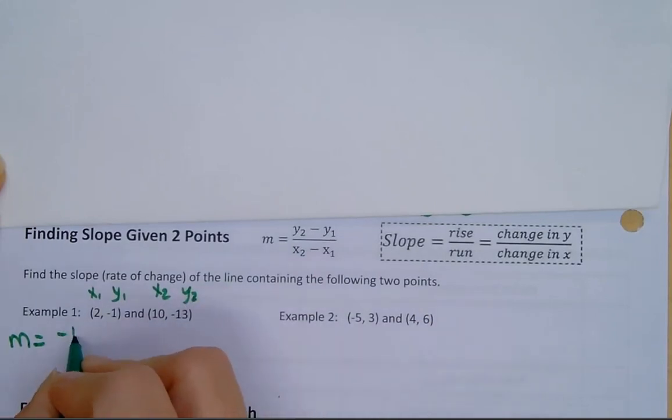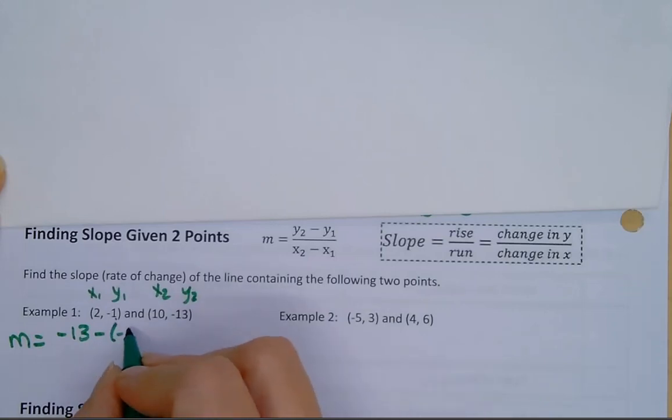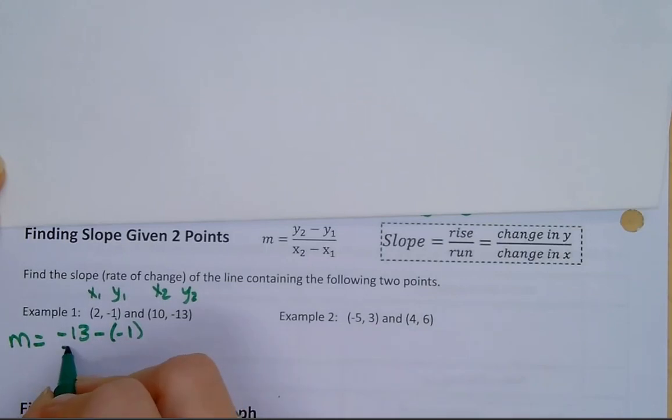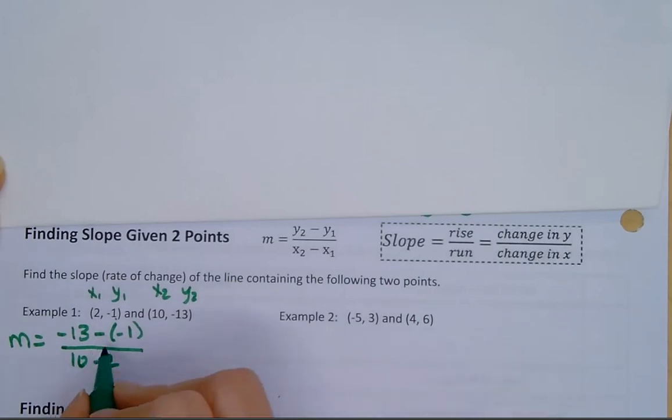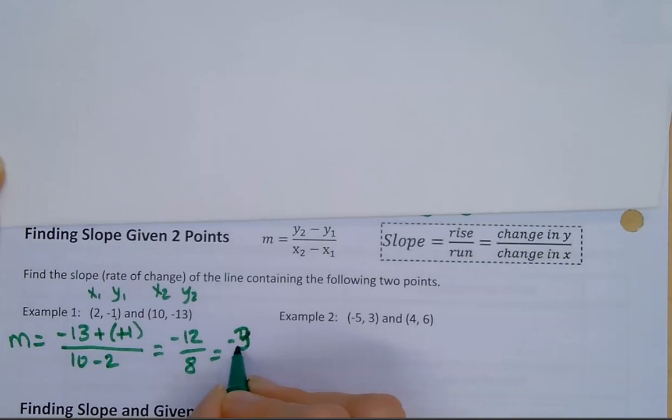Y sub 2 is negative 13, minus y sub 1, that's negative 1. I don't want to lose my negative. I'm subtracting a negative, so I'm going to put that in parentheses. Over my x sub 2, 10, minus my x sub 1, 2. If I subtract a negative, I'm really adding a positive. So I have negative 13 plus 1 here, so that's negative 12, over 10 minus 2 is 8, and I can simplify that to negative 3 halves.